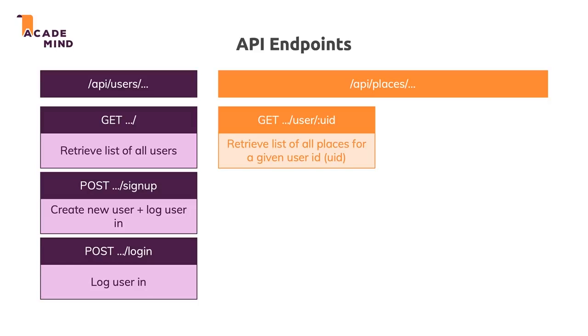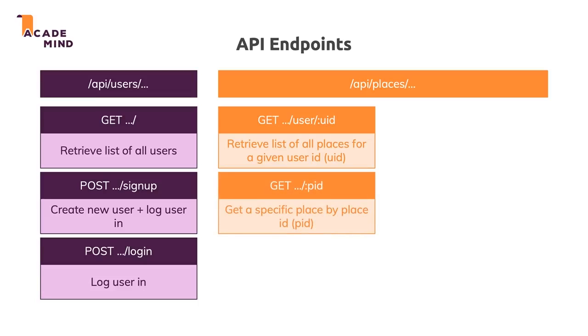If we get a GET request to just API/places/someplaceID, then I want to get that specific place by that ID. And important, both UID and PID, which have this colon in front of them, are dynamic segments. So what exactly is part of the URL here is up to the front end. This will be interpreted as a user ID or a place ID though.